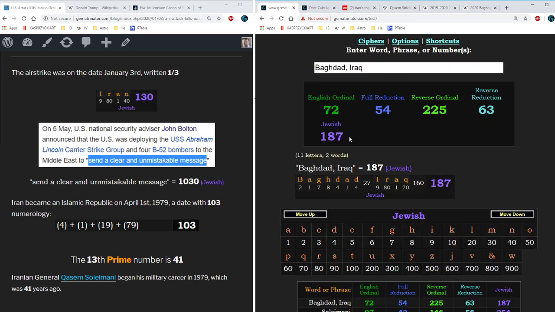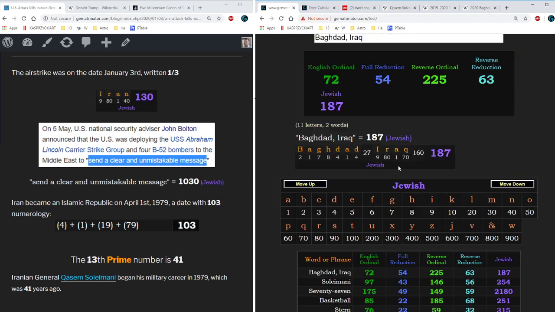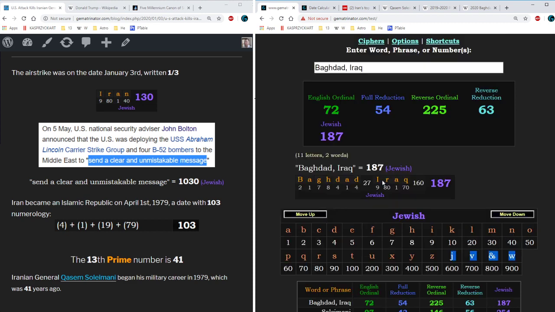We're going to take a look at Jewish Gematria here. This cipher, I believe, is the most significant outside of the base methods. It's based in the Latin alphabetic order, more modern English characters placed at the end. Now, today's attack occurred on January 3rd, which is written 1/3. Of course, 13, a favorite number of the dark occult.